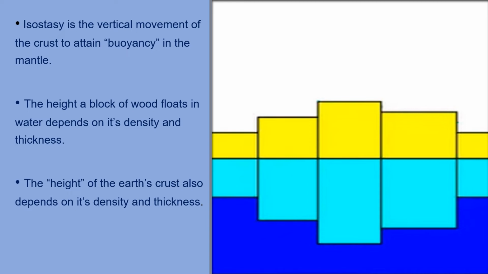Here is the explanation of isostasy. Isostasy is the vertical movement of the crust to attain buoyancy in the mantle. The height of a block of wood floating in water depends on its density and thickness. The height of the Earth's crust also depends on its density and thickness to float.